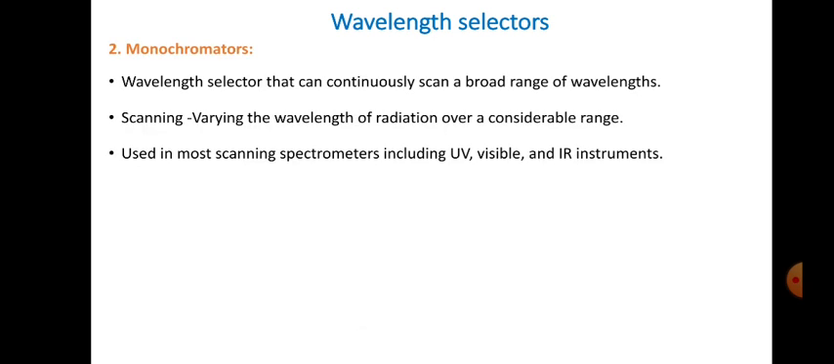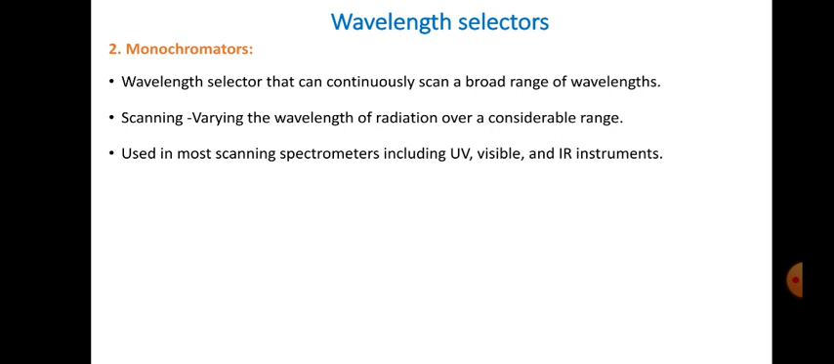So monochromators are wavelength selectors that can continuously scan a broad range of wavelength. So when we don't know the lambda max of a particular compound, what we need to do is take a sample of that and make a dilution, and then we have to scan the sample throughout the UV and visible radiation. We will start the scanning from 400, let us say if you are doing it in the UV region, you can start from 400 to 200. If you are doing it in the visible region, you can start from 700 to 400, okay, or you can scan the whole range of visible to UV.